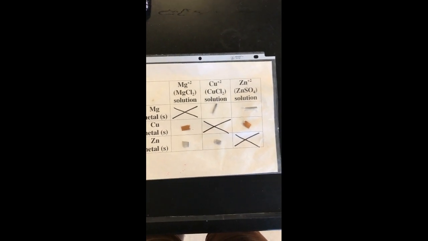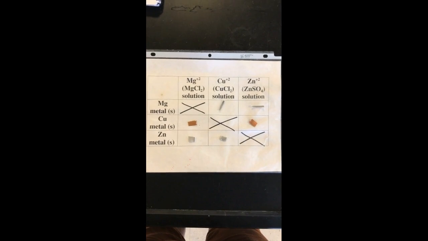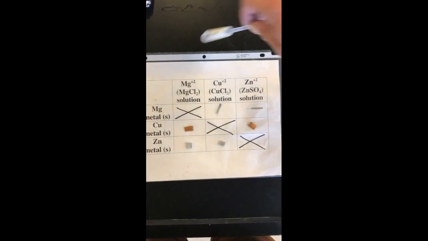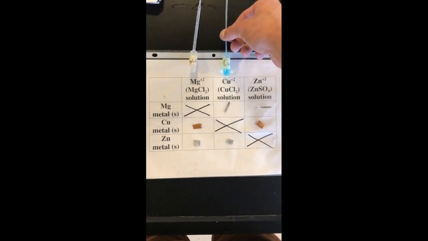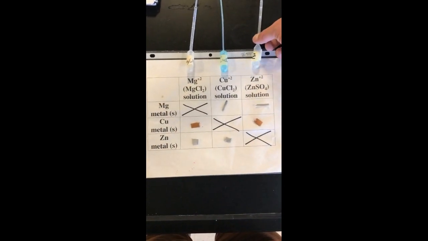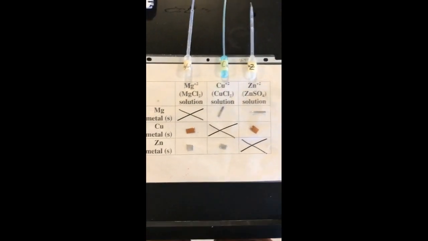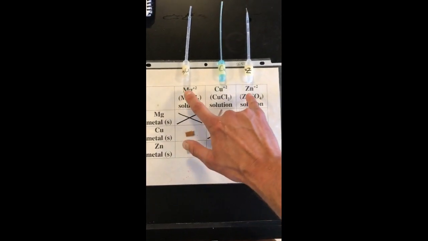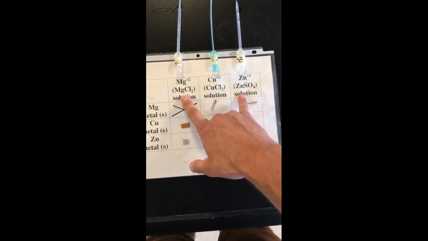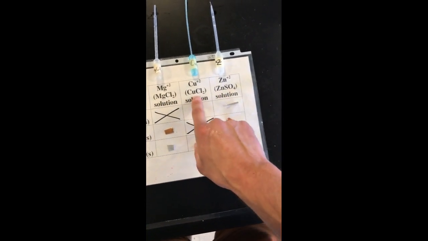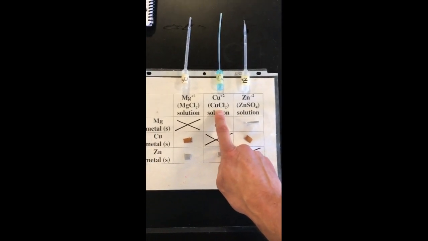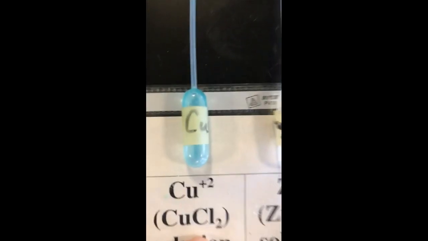All right, so in our setup today, we have three solutions right here. We have MgCl2, CuCl2, and ZnSO4. One should note, initial observations: both ZnSO4 and MgCl2 are clear and colorless, whereas CuCl2 is clear and a kind of turquoise blue color.